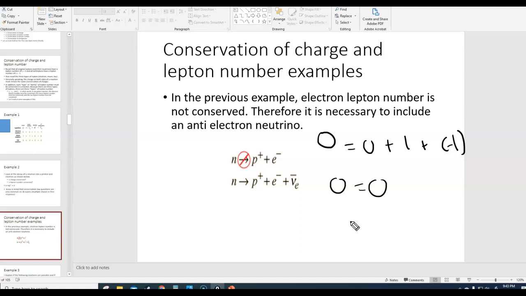Now, the reason it has to be an electron neutrino is because lepton number also has to be conserved by family. If that was an anti-muon neutrino, it might conserve lepton number overall, but it would not conserve lepton number by family or by type. So in this particular reaction, the only way it does not violate those conservation laws we talked about is if we include as one of the products an anti-electron neutrino.